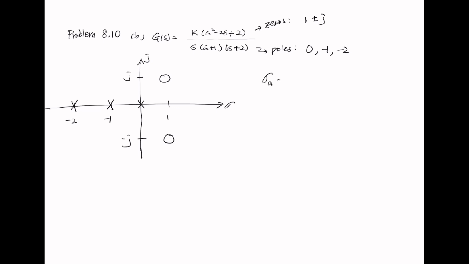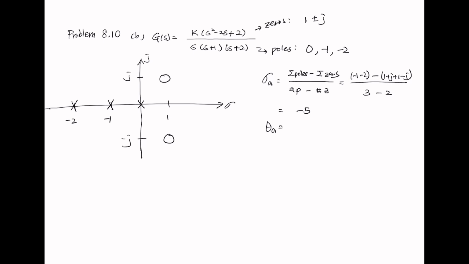Sigma A equals the sum of poles minus the sum of zeros, over the number of poles minus the number of zeros. The sum of poles is -1 plus -2, minus the sum of zeros, 1 plus j plus 1 minus j, and the number of poles is 3 minus the number of zeros, 2. So that will give us -5.